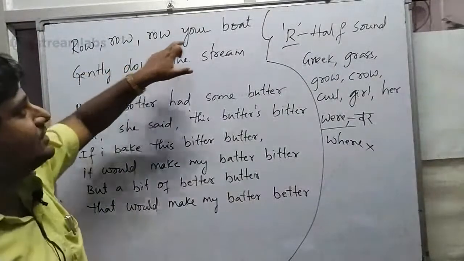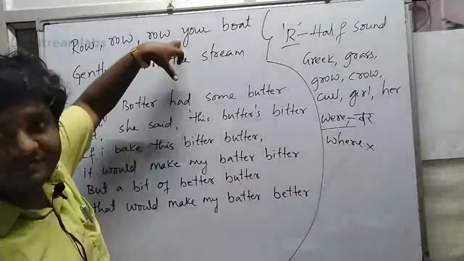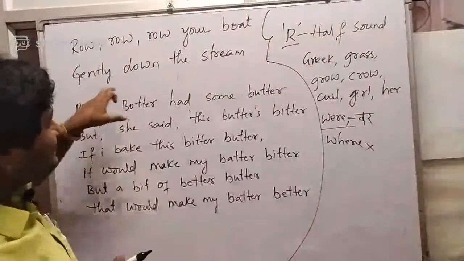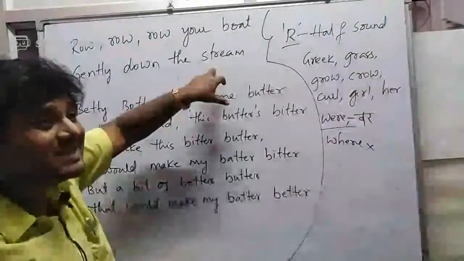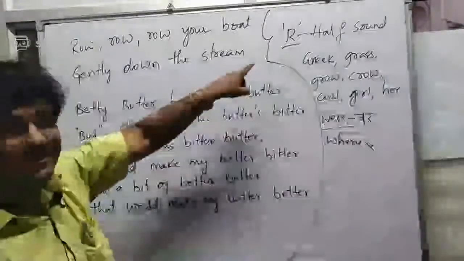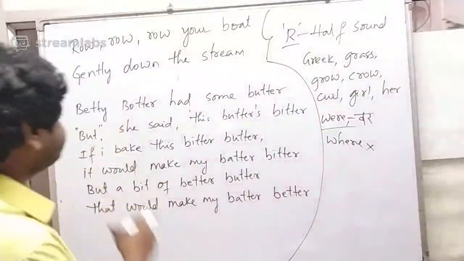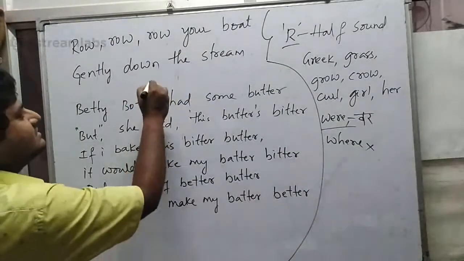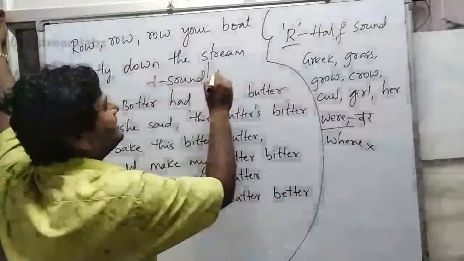Let's see here. Row, row, row your boat. Many of us don't know how to pronounce it. Row, row, row your boat, gently down the stream. Here don't say stream the wrong way. Just practice yourself, you have to repeat. Then, this one will teach you how to use T sound and how to use D sound.